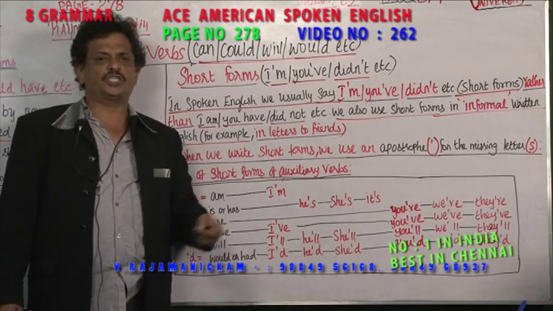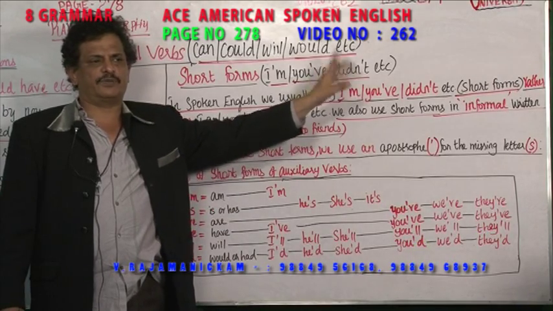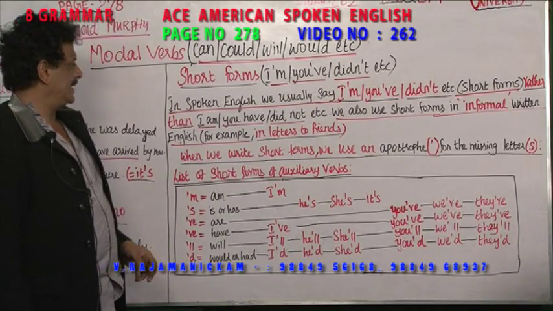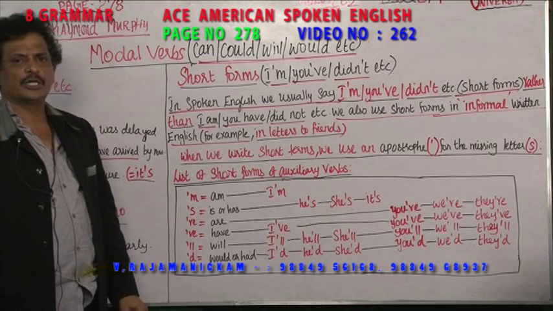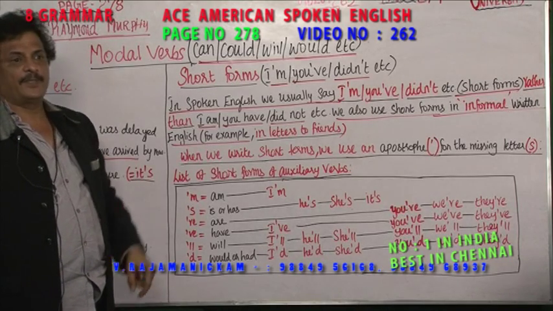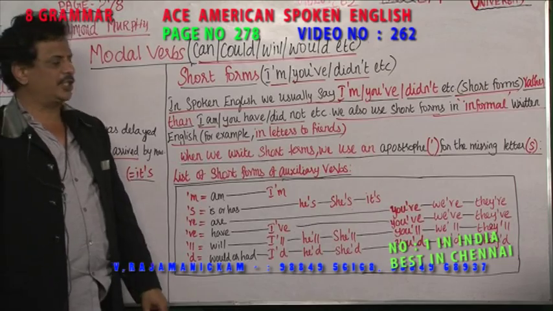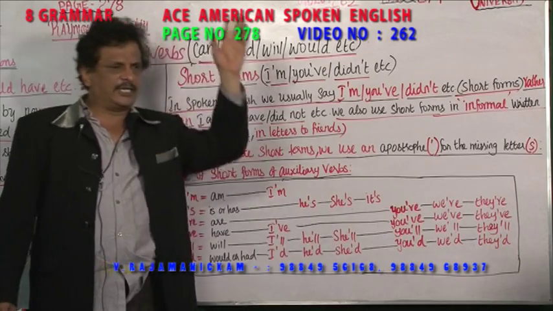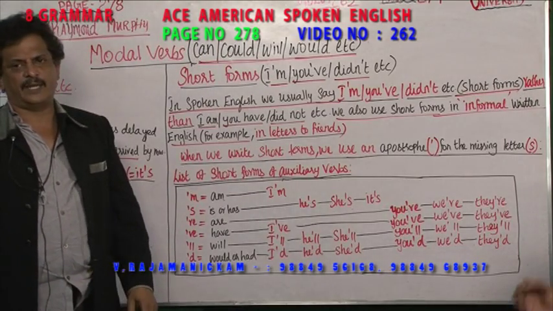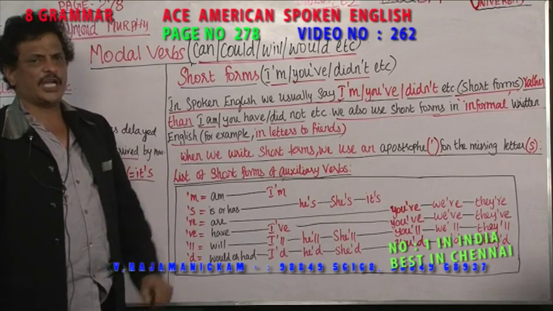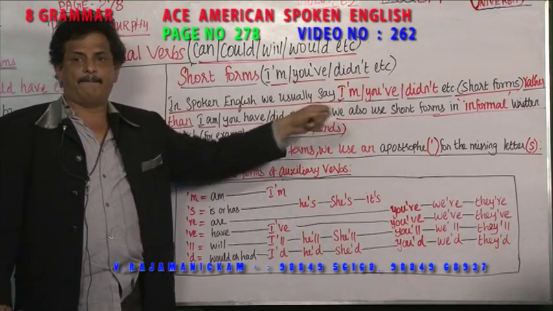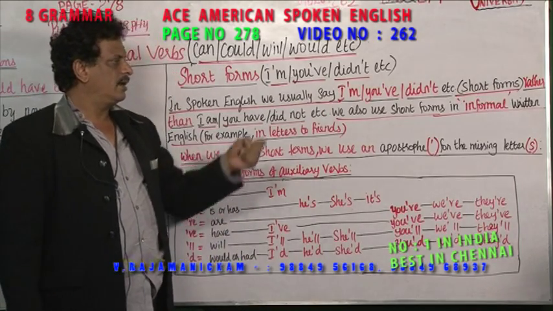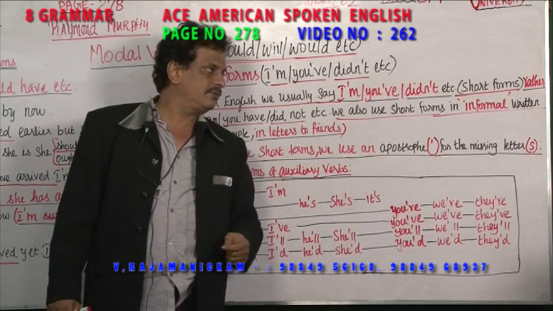Didn't: instead of not, you just put an apostrophe and T. You don't say did not, you say didn't, in spoken English, not in written English, my dear friends. This is only for spoken English. In written English, you have to write I am, you have. For formal letters, you write them in full; in informal letters you can use apostrophe M and apostrophe VE. In spoken English, we usually say I'm, you've, and didn't.